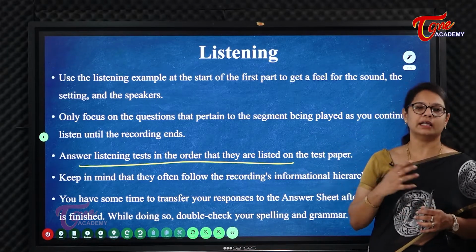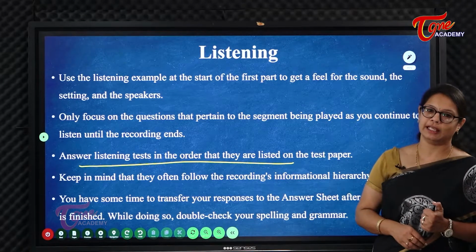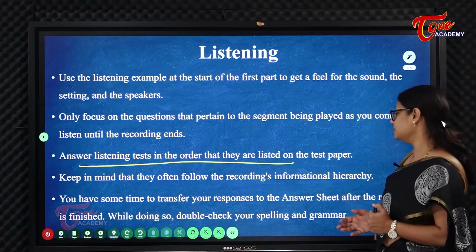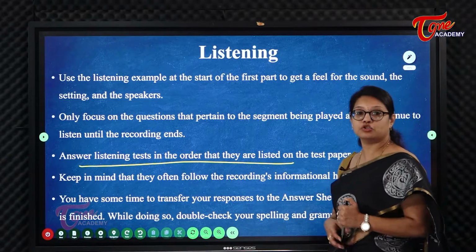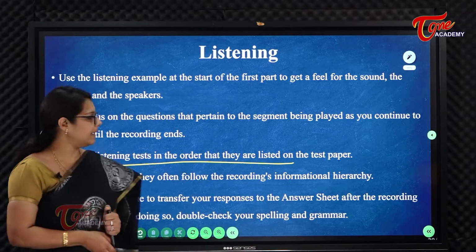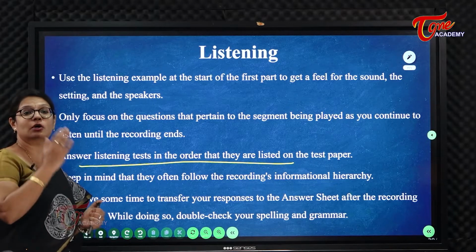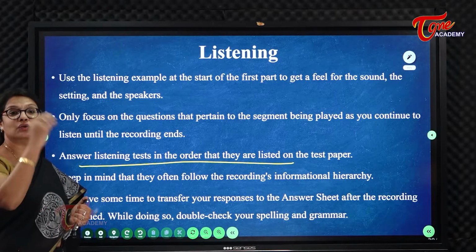You don't have to go back into the listening text, and there's no way you can replay it once you start playing the recording. You get some time to transfer your responses. That is 2 minutes in case you're taking the computer-based test and 10 minutes in case you're taking the paper-based test.